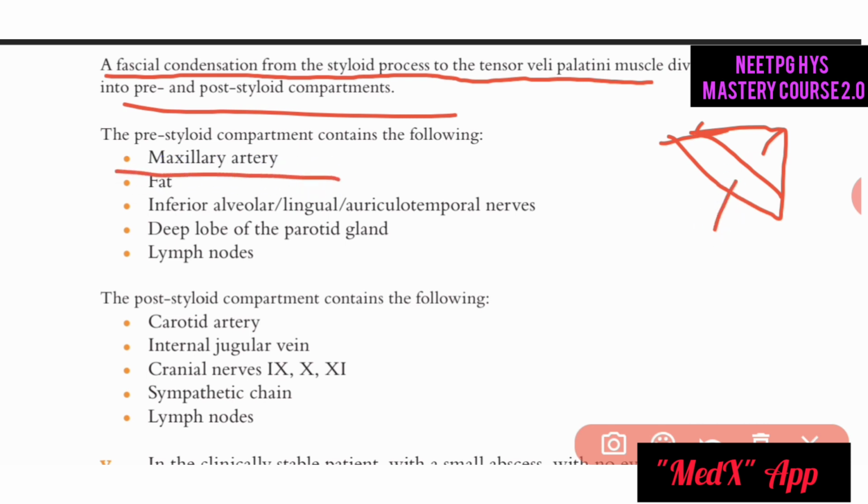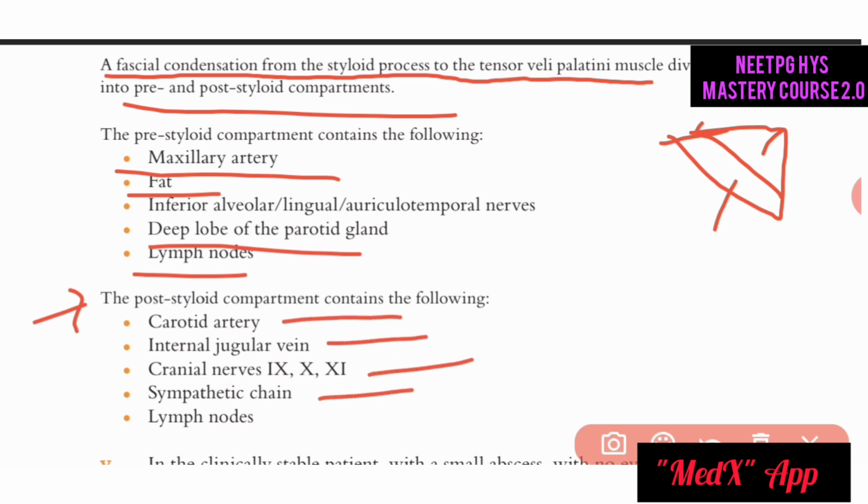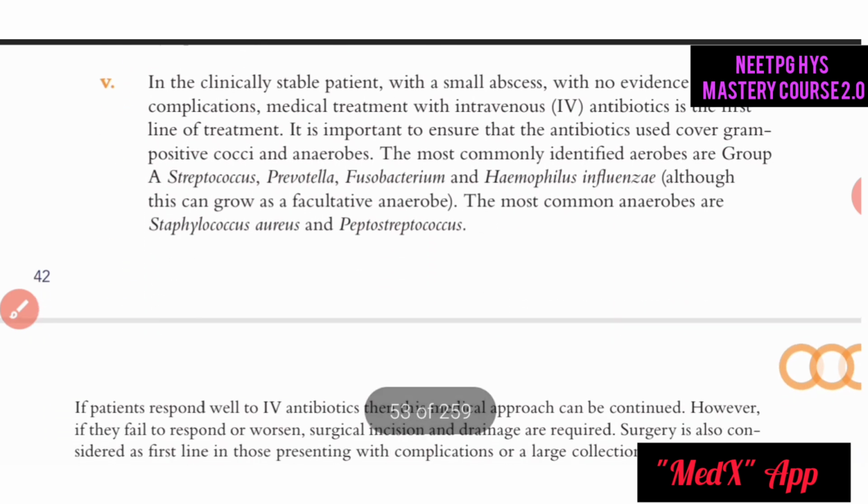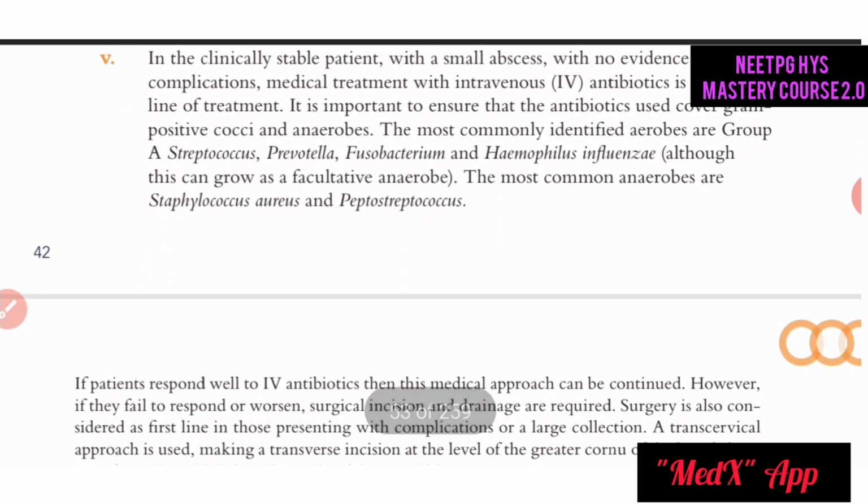The pre-styloid compartment has the maxillary artery, fat, deep lobe of parotid, and lymph node. The post-styloid compartment has very important and vital structures like the carotid artery, IJV, cranial nerves 9, 10, 11, sympathetic nodes, and lymph node. Now, a very important part is the management, on which you have most chances of questions being asked.